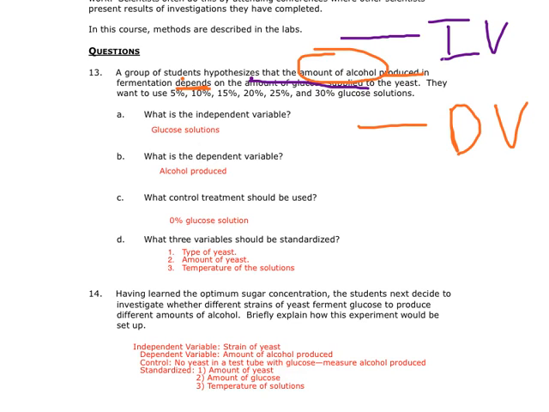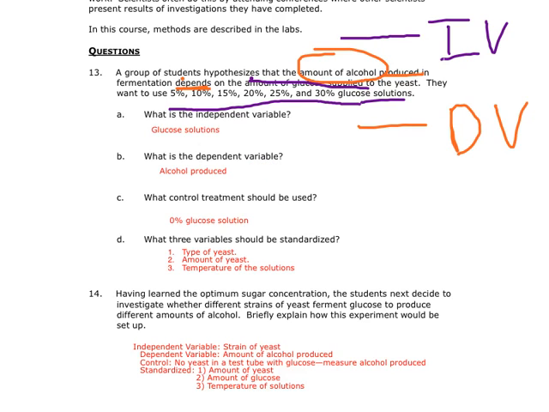Right? And then it even goes one step further. It says they want to use a 5, 10, 15, 20 glucose solution. So right here you can even see that the experimenters in this case are changing the amount of sugar. 5, 10, 15, 20, 25. That's what's in their control. That's what they've decided to manipulate or change. And then the amount of alcohol depends on this, the amount of glucose. So the independent variable is the glucose, and the amount of alcohol, therefore, has to be the dependent variable.